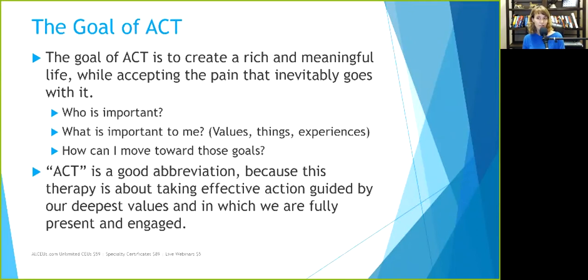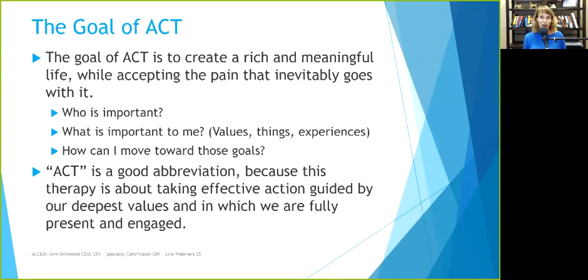The other thing with ACT we want to remember is, just like a lot of other things, our values may change over time. What was important to you when you were 20 likely is not exactly the same as what's important to you today when you are older than 20. We'll just leave it there.